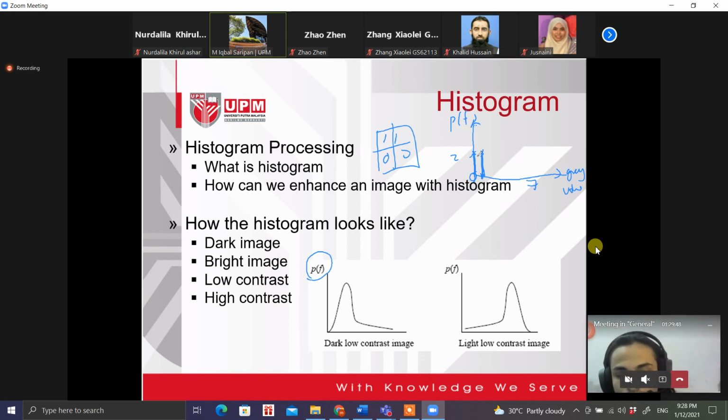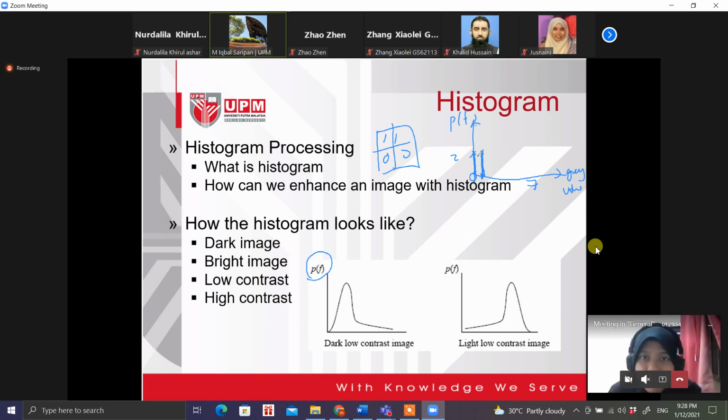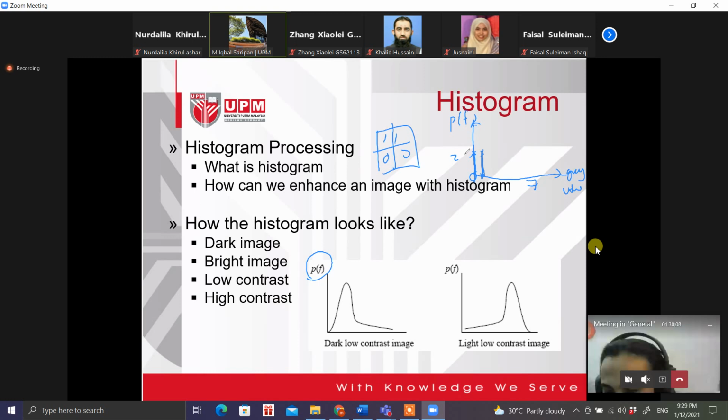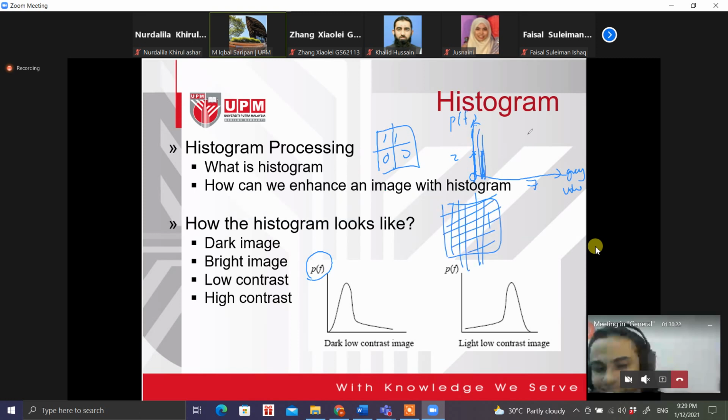Any question about histogram? All of you understand what histogram means? Frequency, or how many times 0 occurred and 1 occurred. You add the frequency, you get the total number of pixels. In this particular example, we just have 2 by 2 pixels, meaning you have 4 pixels only. Imagine we have a lot of pixels, so you'll have a lot of frequency, so you have a very good distribution.